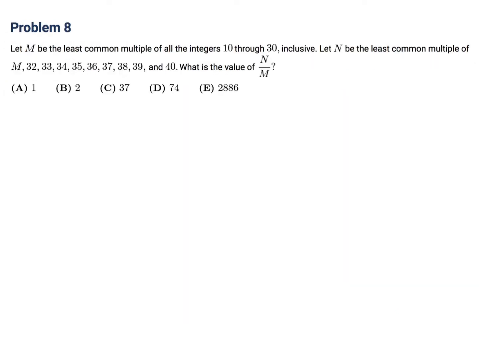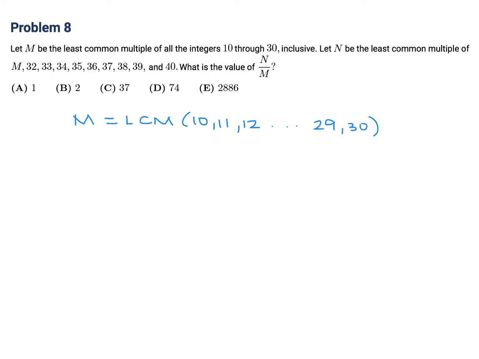Number 8, let M be the least common multiple of all the integers 10 through 30, inclusive. Let N be the least common multiple of M, 32, 33, 34, 35, 36, 37, 38, 39, and 40. What is the value of N over M? So for this question, I'm actually going to do it the complete way, explaining everything, because if I do shortcuts, you may not understand it, and that would therefore be pointless. So just bear with me.